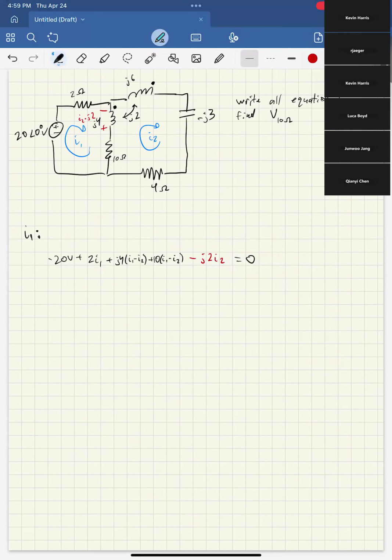And then I2, I'll start with the 10 ohm resistor here. So 10 ohms times I2 minus I1 plus J4 times I2 minus I1 plus J6 times I2, plus minus J3 times I2 plus 4 times I2. And now we have to do the mutual inductance term.